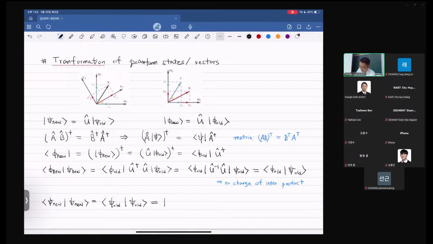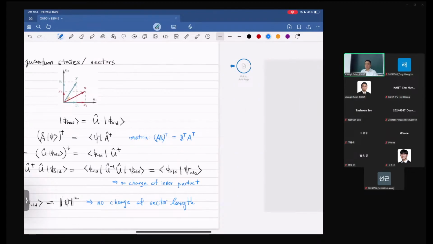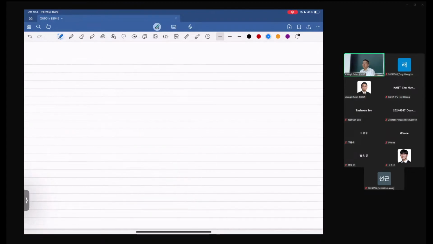And this self inner product is length squared. This concept is the same as a geometrical vector, but it can be extended to a general concept of a linear algebra vector, a quantum mechanics vector. So this is no change of vector length. A unitary transformation, the change of basis, doesn't change the length of the vector. And that's quite important because of the Born rule.